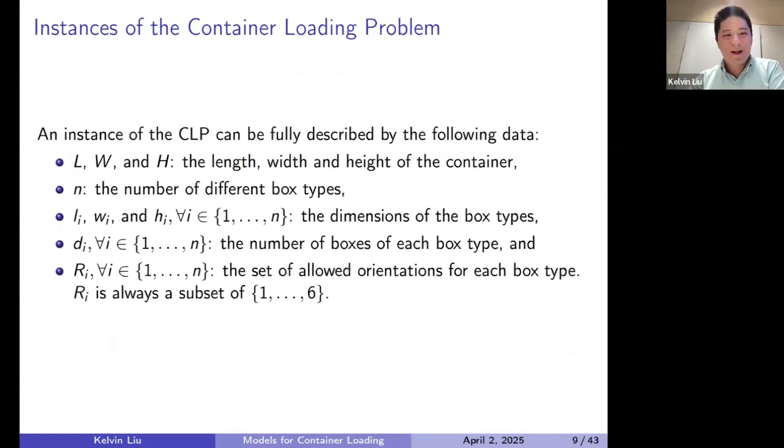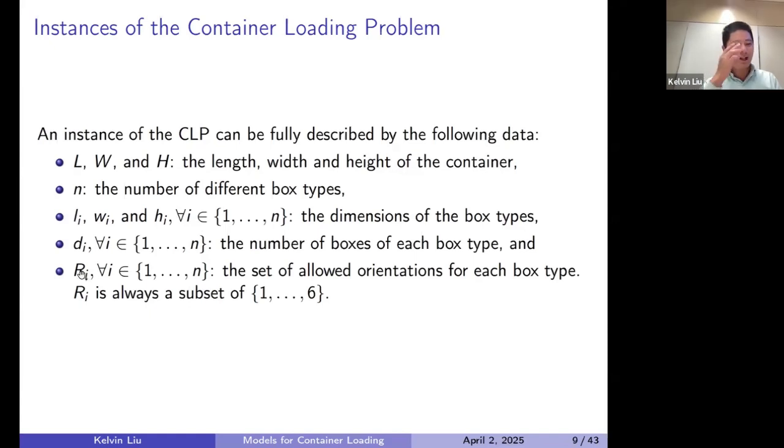And I'll just mention that mathematically, an instance of the container loading problem can be described by the following data. L, W, H are the dimensions of the container in all three dimensions. N is the number of different box types. So if it's one, then it's a homogeneous instance. For each of the n different box types, we also need to specify the dimensions of the box type, L_i, W_i, H_i. And also d_i is the number of boxes available for each box type. So it's a limited number of boxes. We don't have an infinite number of boxes of each type available.